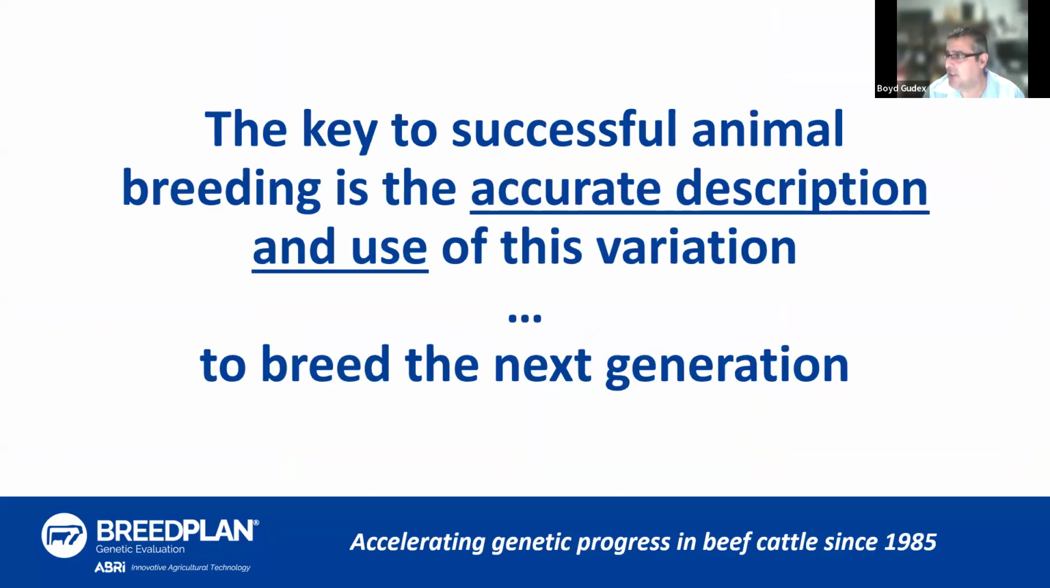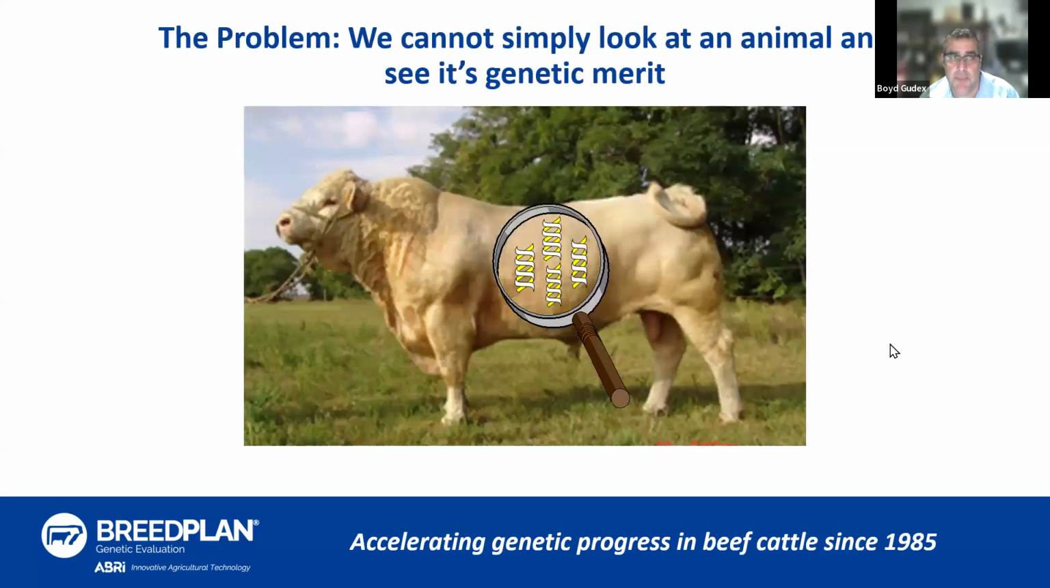So the key to successful animal breeding is the accurate description and use of this variation to breed the next generation, because obviously we want to breed from the best and remove the worst from our populations. So that's what we're trying to do in animal breeding. But the problem is we can't simply look at an animal and see its genetic merit.